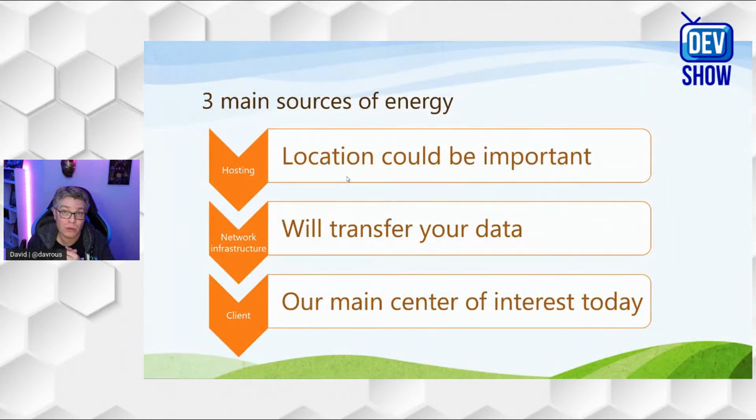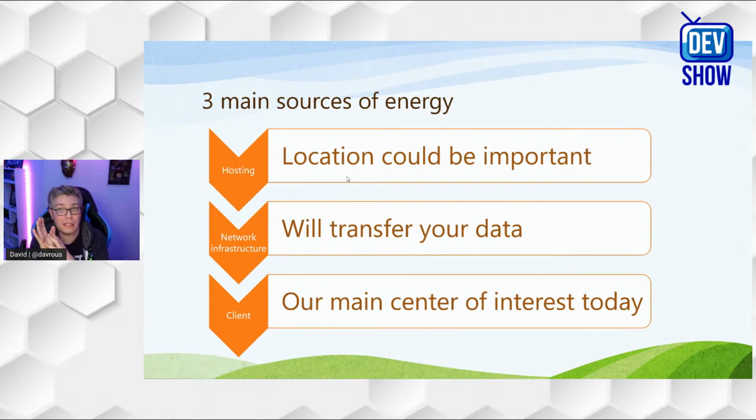There are three main sources of energy use for your PWA. The first one is the hosting, of course, meaning where you're going to put your code on a specific server. Based on where it is located, it could already have some impact. So we're going to see that you can make a choice at this specific moment.